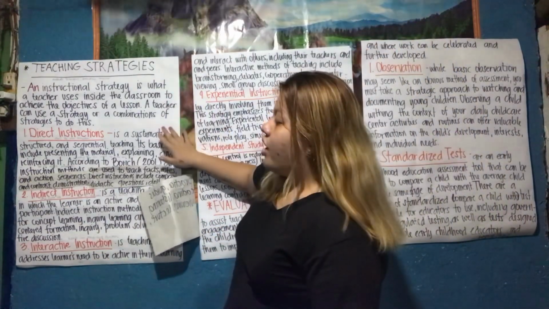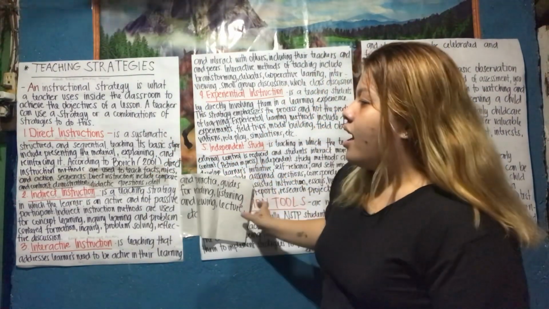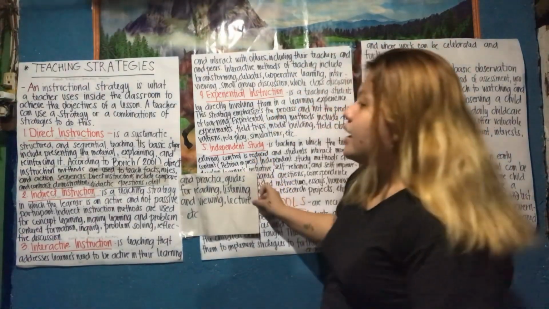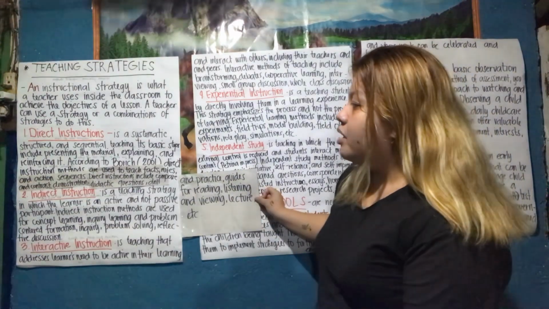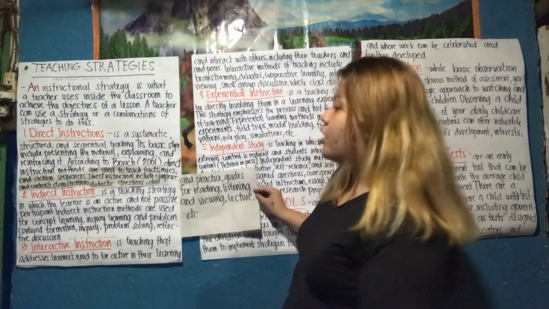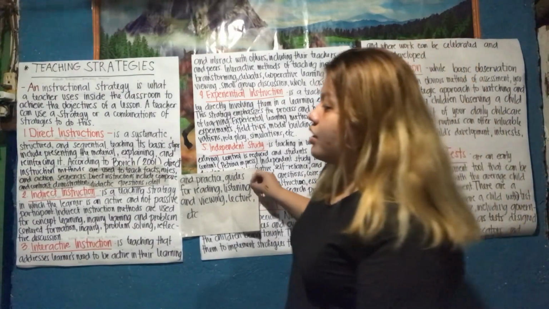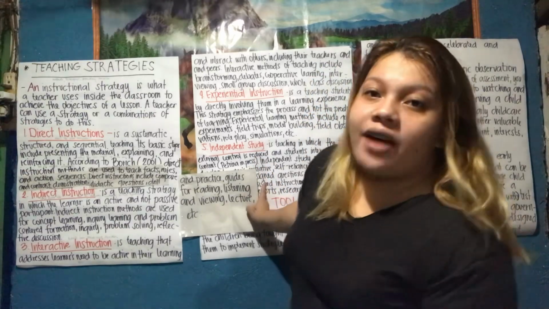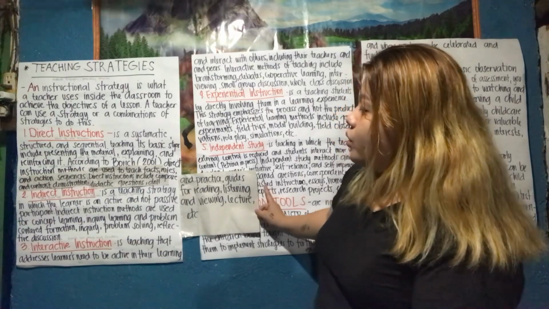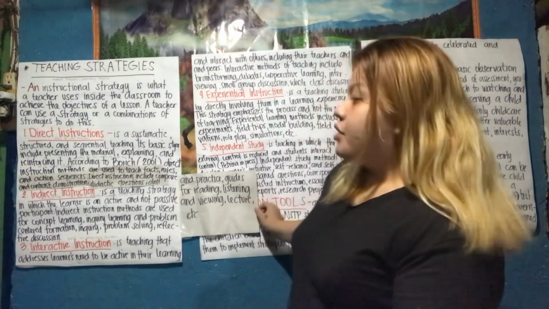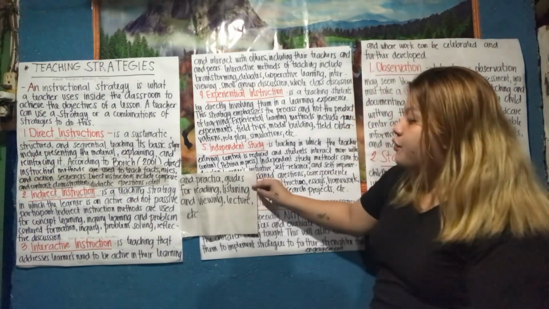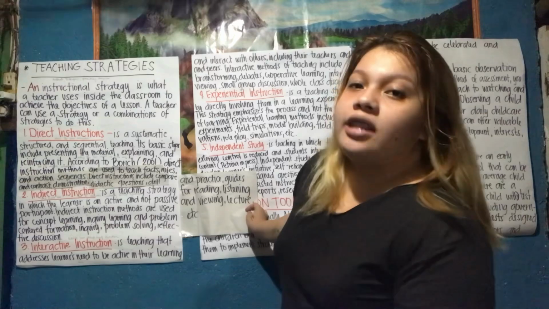So first, we have the direct instructions, a systematic, structured, and sequential teaching. Its basic steps include presenting the material, explaining and reinforcing it. According to Borich 2001, direct instruction methods are used to teach facts, rules, and action sequences. Direct instructions include compare and construct, demonstrations, deductive questions, drill and practice, guides for reading, listening, and viewing, lecture, etc.